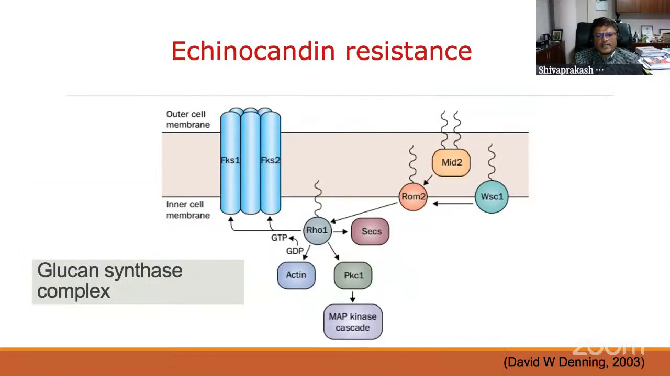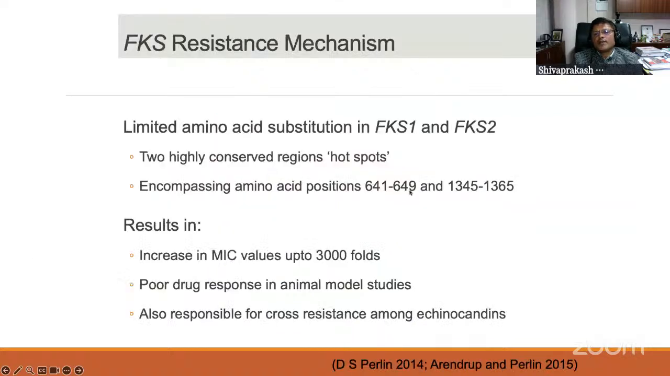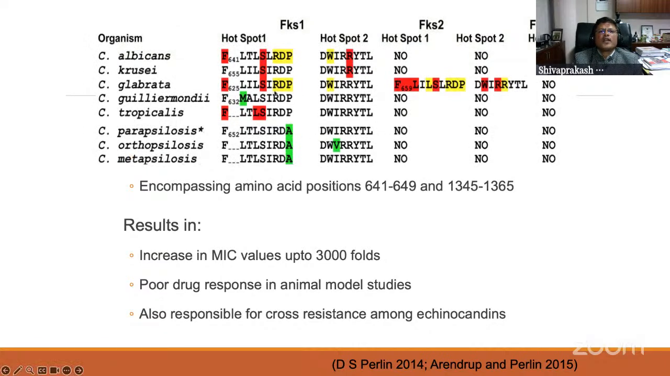Echinocandin resistance mechanism. Again, you see the major one, as I said, FKS1 and FKS2 are important components. So there is a mutation in either FKS1 or FKS2. FKS1 mutation is the most common. You have two major hotspots, hotspot 1 and hotspot 2. Hotspot 1 in FKS1 is the major one, where a mutation has been detected in many Candida species, causing resistance to echinocandins.